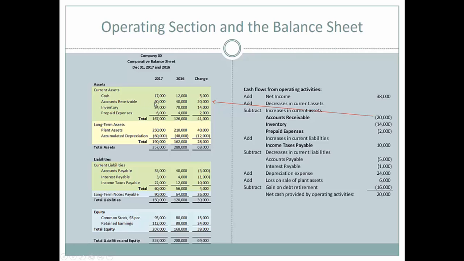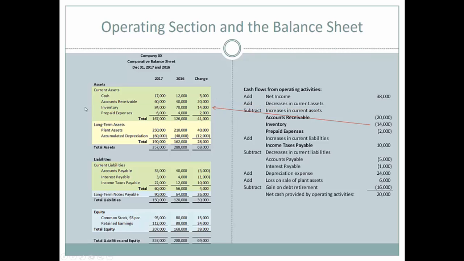We can see that accounts receivable increased. It was $40,000, now it is $60,000. This is considered to be a use of cash, and so it will be subtracting cash from operations. Now why is that a use of cash? Because accounts receivable are increasing. We're not getting our money out of our receivables, our customers are not paying, so it is absorbing cash. So it's considered a use of cash.